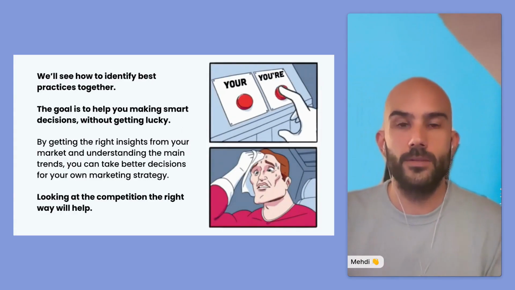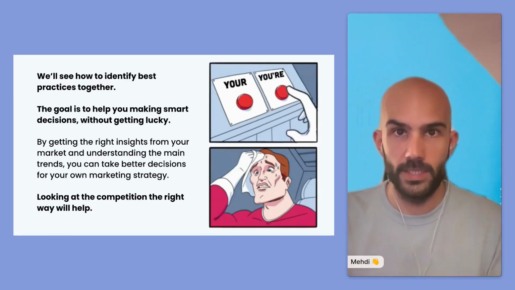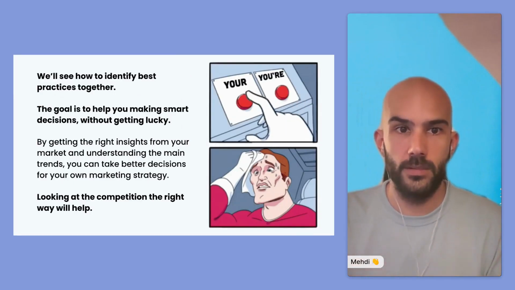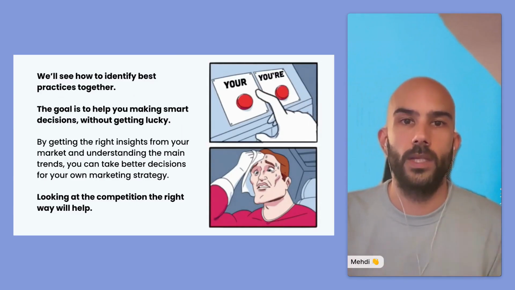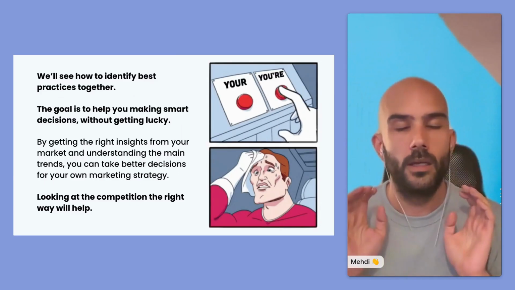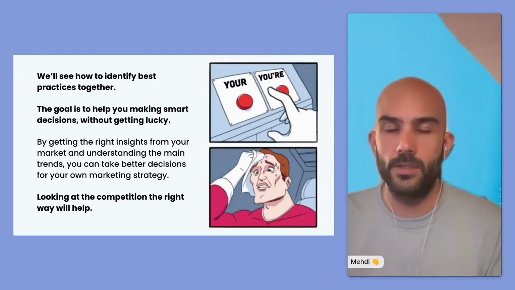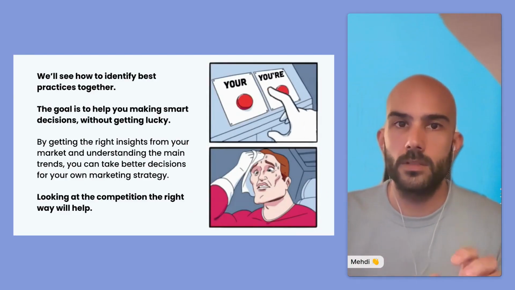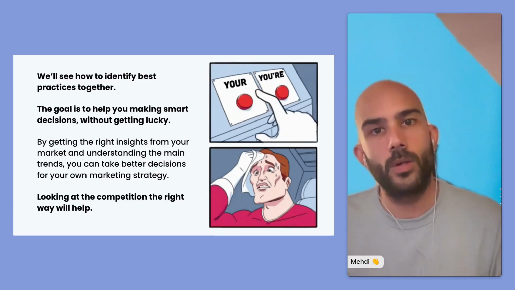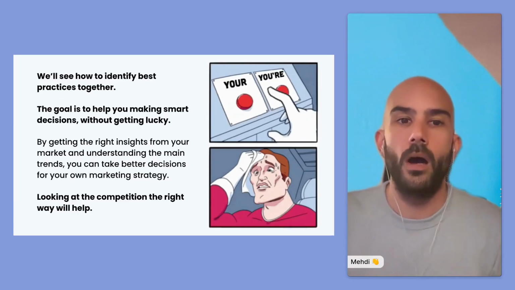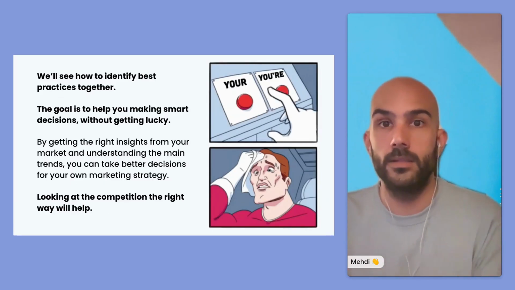And for me, that's the main goal of competitors tracking. By looking at your competitors, the goal is to help you make smart decisions without getting lucky. We are all in business, in marketing. It's uncertain. You don't know what your results are going to be. You don't know if a campaign is going to work. You don't know what your competitors are going to be up to in the next few weeks. So there's a lot of uncertainty. It's hard to take decisions.